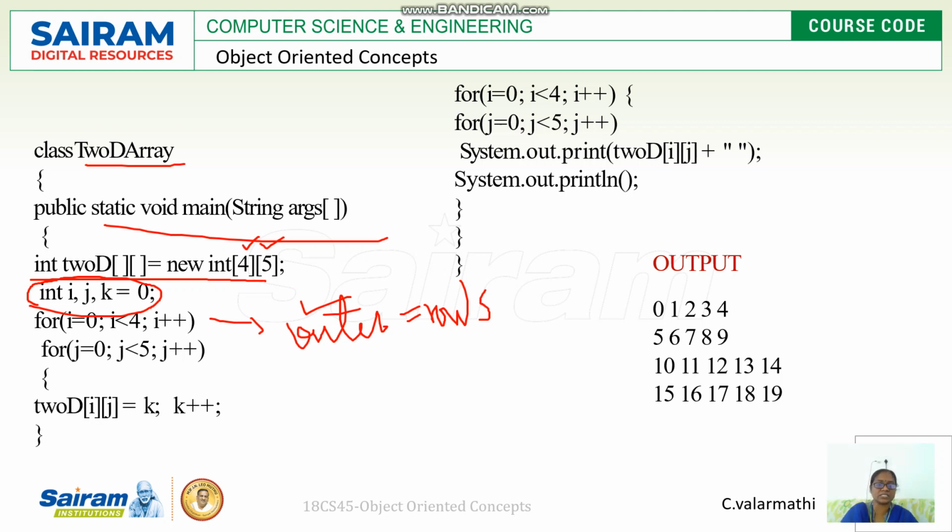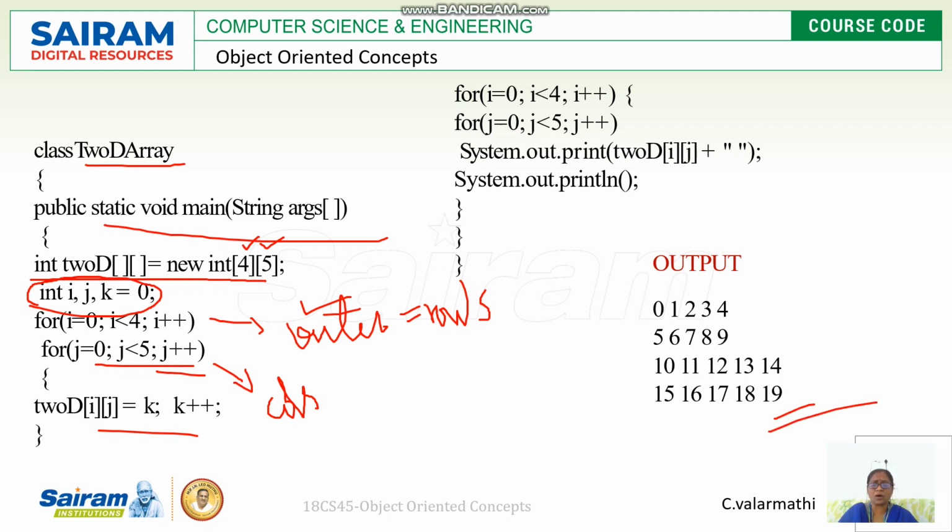Then the second one is the j loop. It specifies the number of columns. However many columns it has will be specified here. Then similarly 2D of i, j is equal to k, so k is assigned. Then the k value is incremented. Likewise k is assigned as 0, so the first time 0 will be printed, then 1, 2, 3. Likewise, it keeps on incrementing.